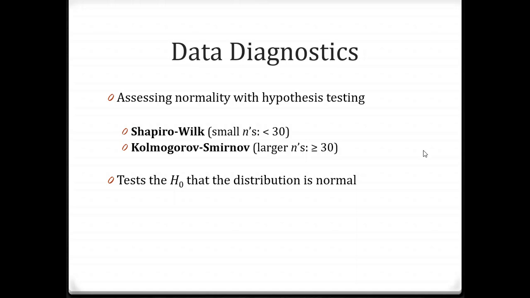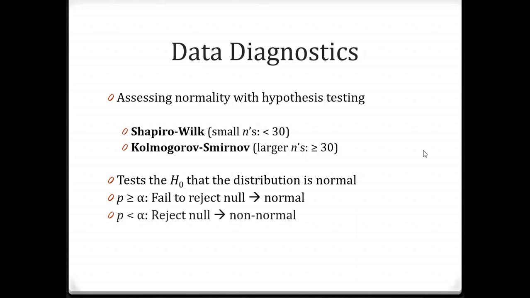And then you're going to run this, you'll get a p-value. If your p is greater than or equal to your alpha, 0.05, you're going to fail to reject that null hypothesis, and you're going to conclude that you have a normal distribution. If your p-value is less than your alpha, you're going to reject the null and conclude that you have a non-normal distribution.